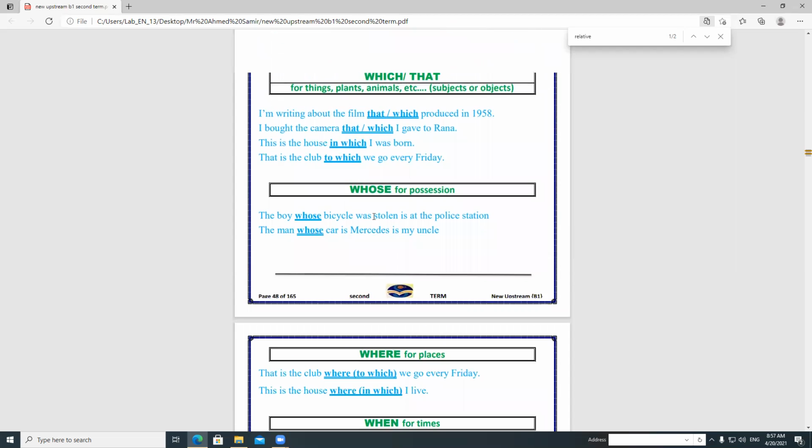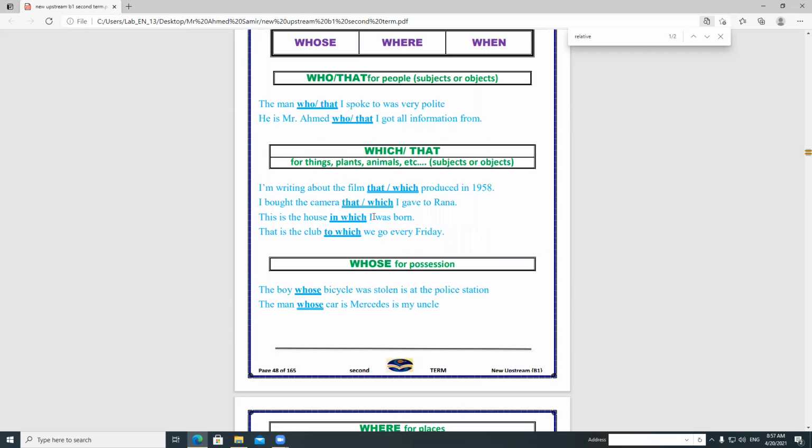Okay, so the third relative pronoun is that, and that is used instead of who or which. So we are using that instead of who when we are talking about people, or instead of which when we are talking about things.